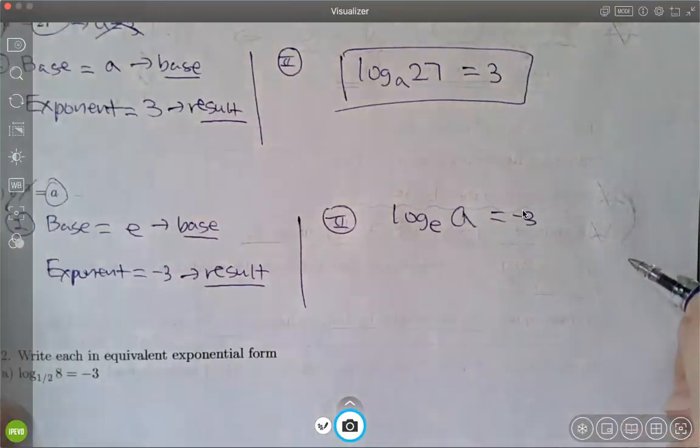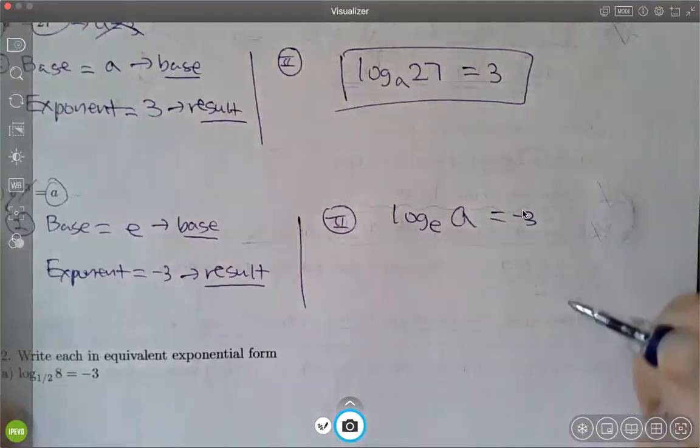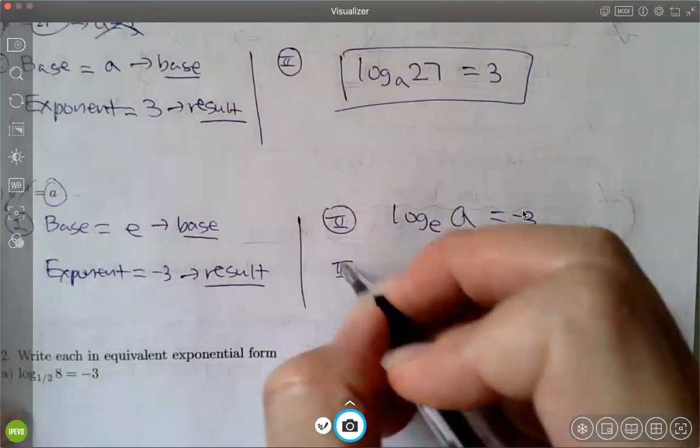Now, is this the answer? The answer is no for this problem. Why not? Because how can we rewrite this thing?